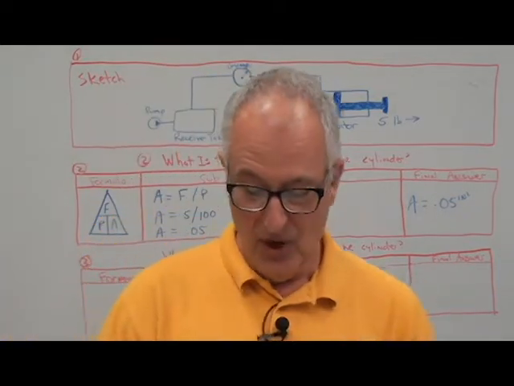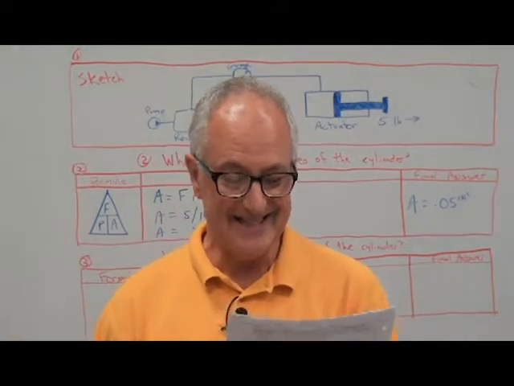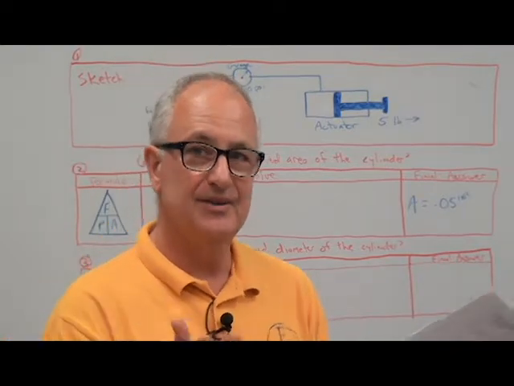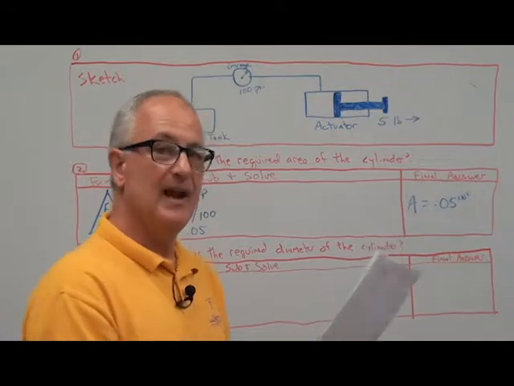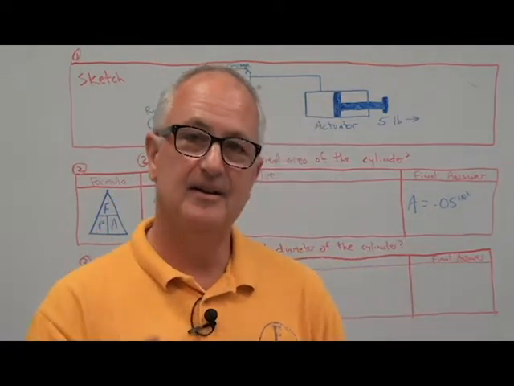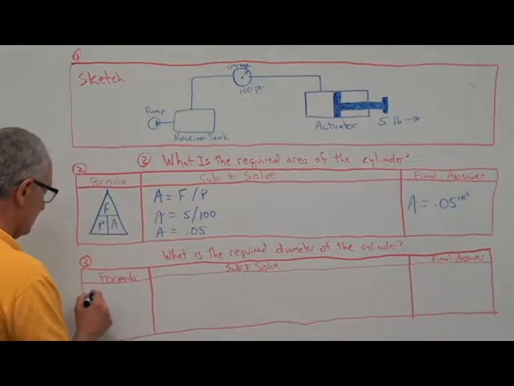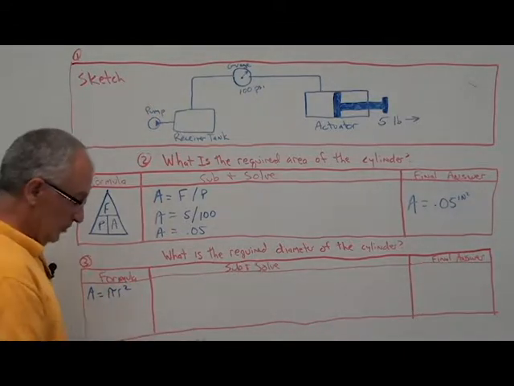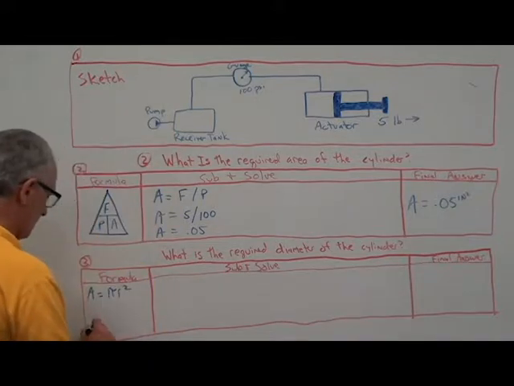Number 3, what is the required diameter of the pneumatic cylinder? Well, this one gets a little bit more interesting because we know diameter is 2 times the radius, but we don't know the radius. But we do know the area, and we know that area is pi r squared. So maybe the first thing I got to do is find my radius. So if I say my area is equal to pi r squared, and once we know r, then we're going to be able to figure out our diameter, which is simply 2r.